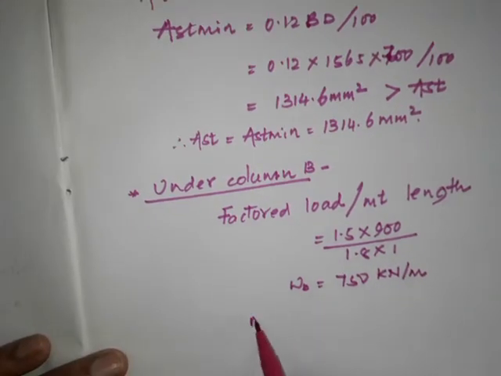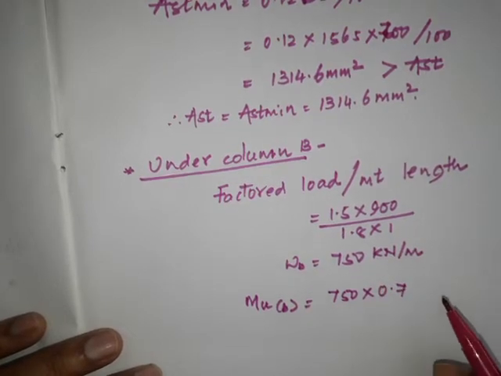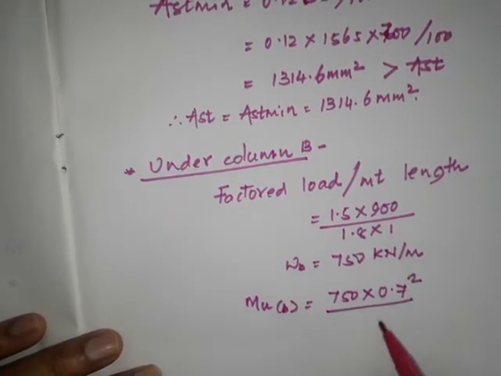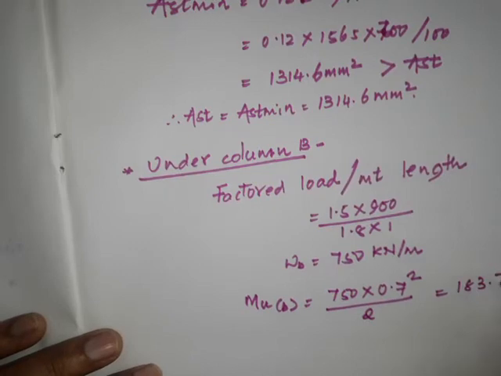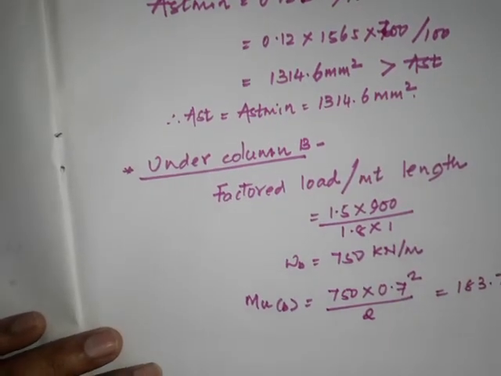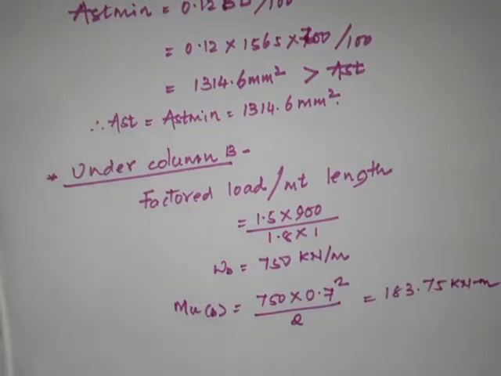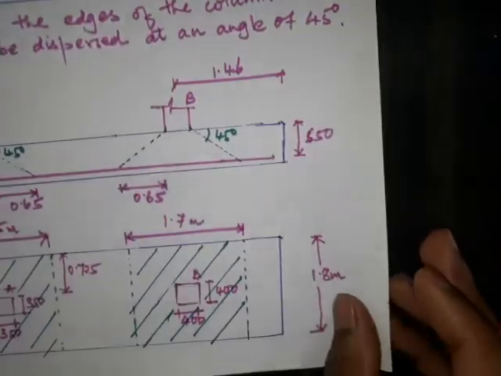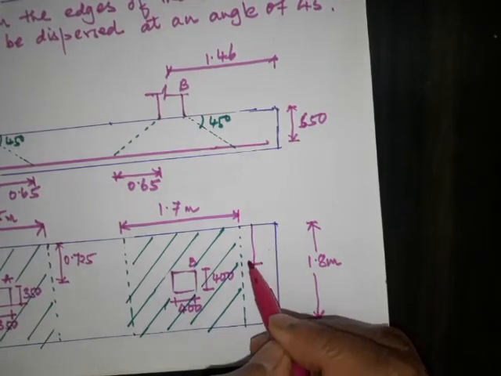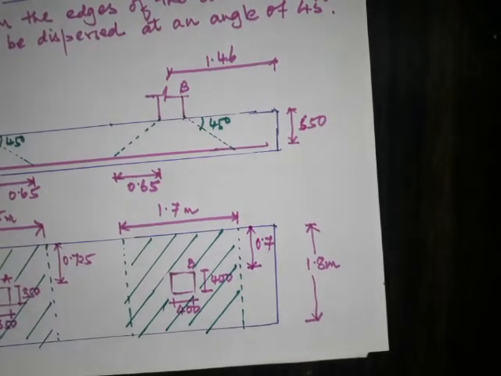So again the MUB here. We will get this as 750, and the cantilever projection under column B is 0.7. So 750 into 0.7 square divided by 2. So this will get 183.75 kilonewton meter. The projection under column B is here, 0.7. Okay, understood?